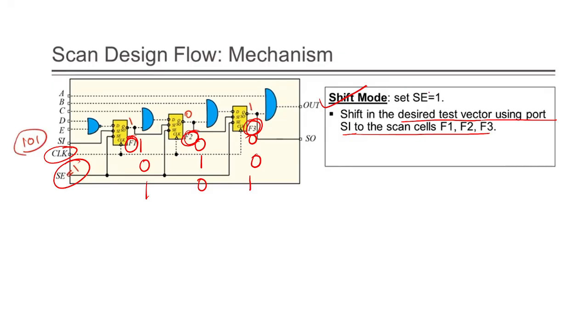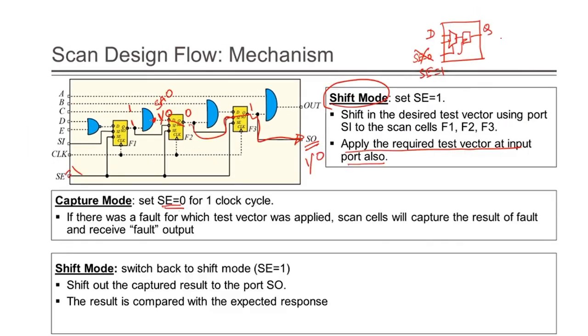For shift mode, you need to make SE equal to 1. When SE equals 0, we operate in normal mode or capture mode. In shift mode, you need to apply the required test vectors at the input port.